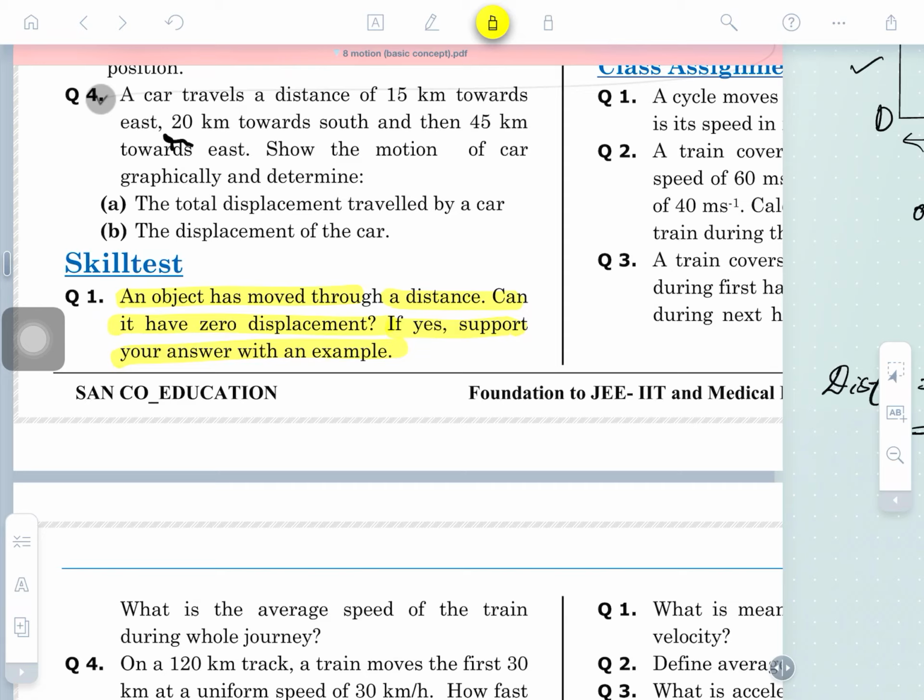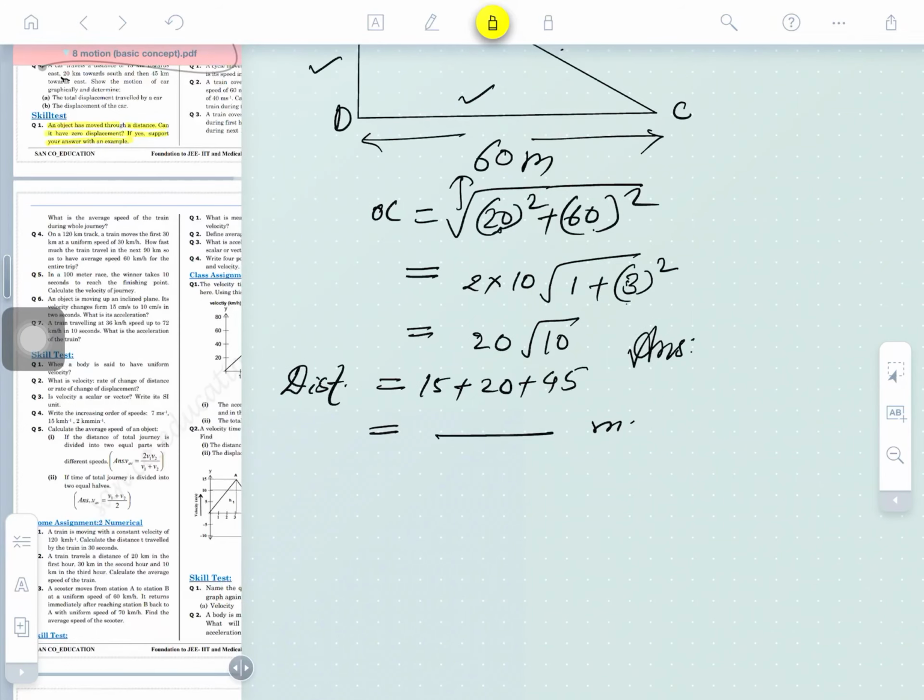The question is saying there is some object that has moved up to some distance, and after moving some distance its displacement becomes zero. So, is it practically possible? Imagine a situation where this could happen. One student said, yes sir, this will happen when the object moves on a circular path.